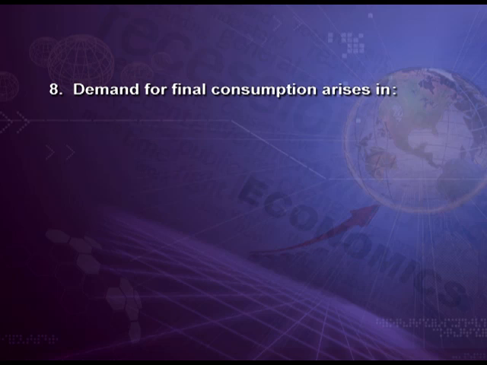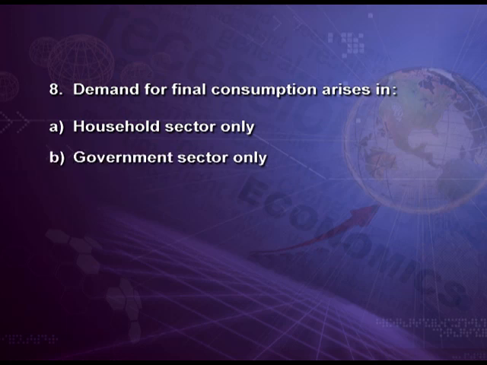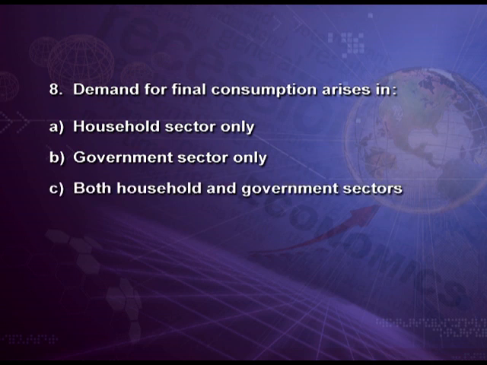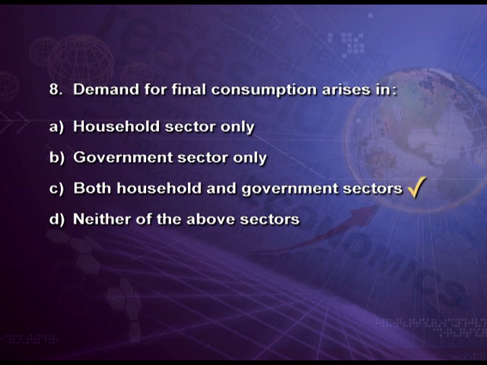Our next question is, demand for final consumption arises in first option, household sector only, second option, government sector only, third option, both household and government sectors, fourth option, neither of the above sectors. Yes, it is both sectors. See, demand for final consumption arises in both sectors. We also demand for final goods as we are household, and government sector also demand for final goods.